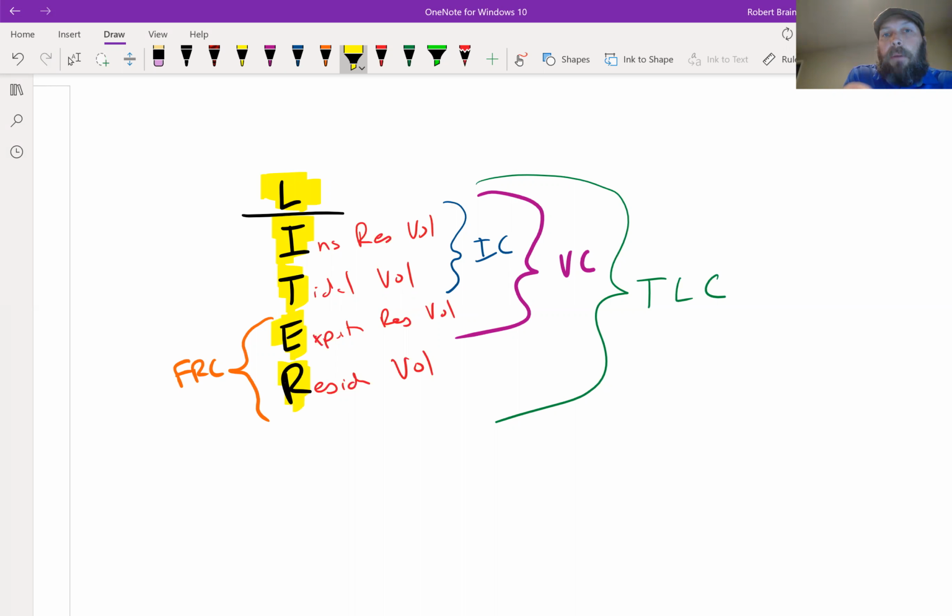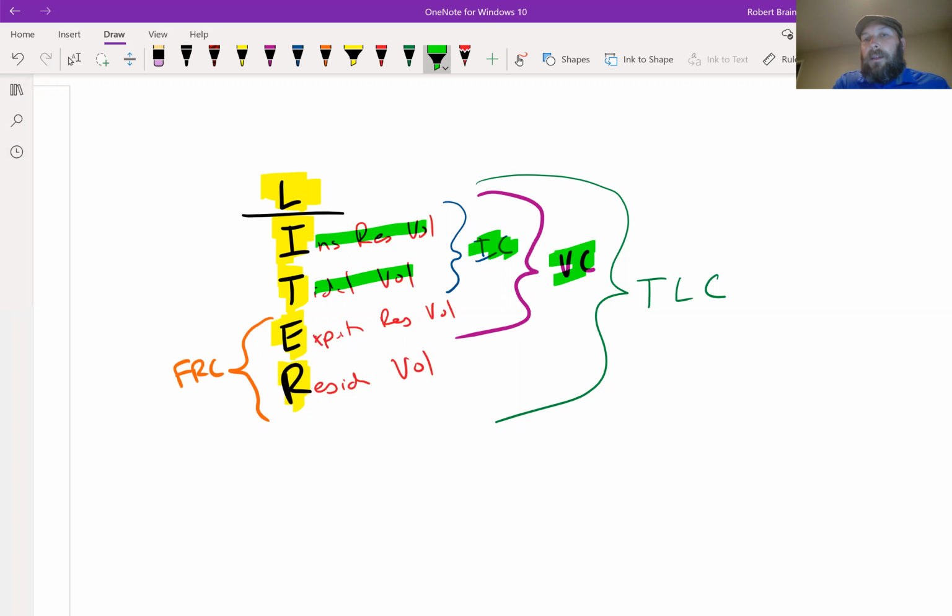If you take both the inspiratory reserve volume and the tidal volume, right? Put those together and you have inspiratory capacity. Remember that a capacity is more than one volume. It can be more than two, but it's definitely more than one. So that's a capacity. So the first one you have is inspiratory capacity, and that's your inspiratory reserve volume and your tidal volume.